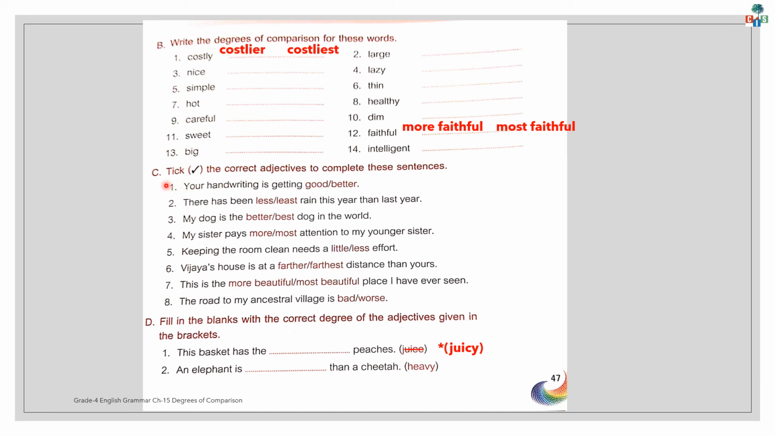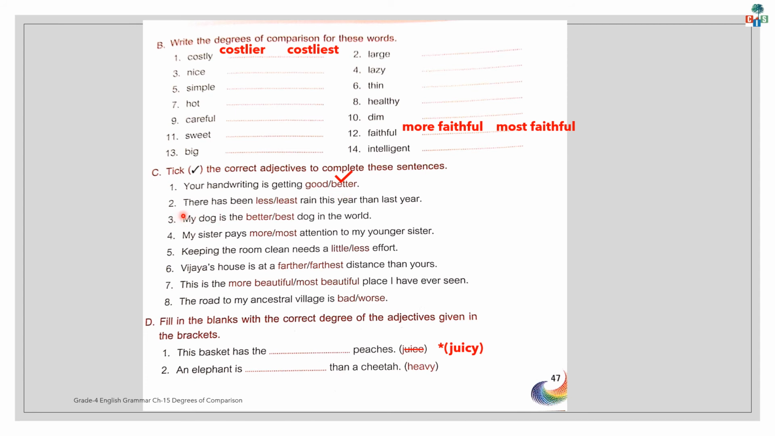See exercise C. Tick the correct adjectives to complete these sentences. Number 1. Your handwriting is getting good or better. So which is the correct adjective, children? Yes, better. Your handwriting is getting better. Children, here I am comparing your handwriting with the last one. So I am comparing two nouns, two objects. So for the comparative degree, the adjective is better.